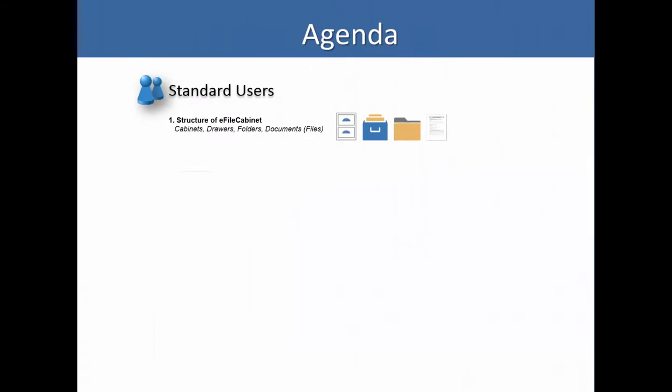What we're going to cover today is the structure of eFileCabinet: cabinets, drawers, folders, how we're set up. We're going to talk about role-based security and the importance of that. We're going to talk about profiling, which is metadata, unique identifiers that helps you find things very quickly. And we're going to talk about searching. I think the most powerful tool in electronic document management is the ability to find things very, very quickly.